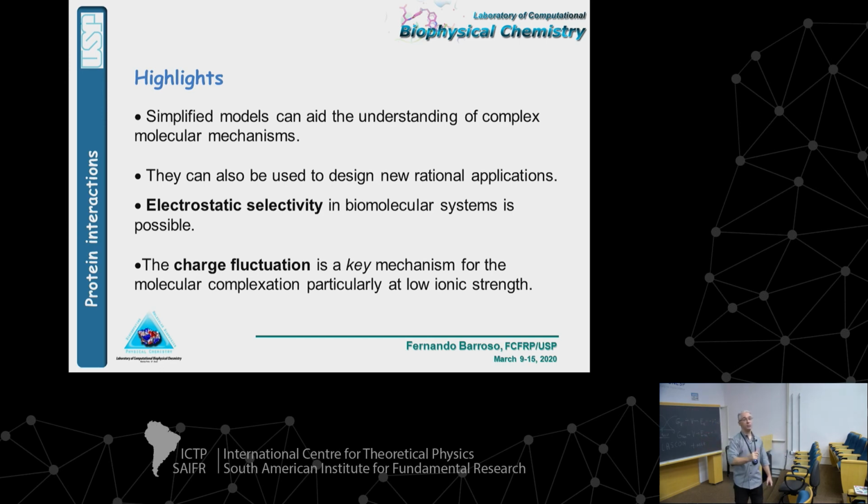These are the take-home messages from all my three talks. So the first thing is that I hope I could convince you that very often simplified models are a good way for you to rationalize complex systems. So what we learn in physics is still valid. Of course, you can go to more detailed simulations, you can learn things, but very often simplified mechanisms, simplified models can really help you to understand complex things. They can be used to design rational applications. If you can understand how is the connection between your mutations.